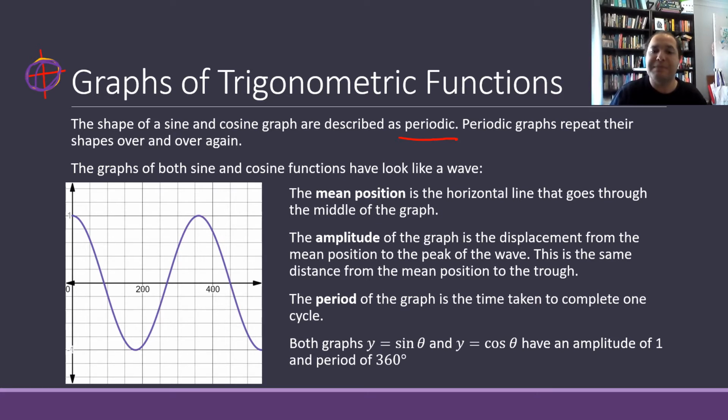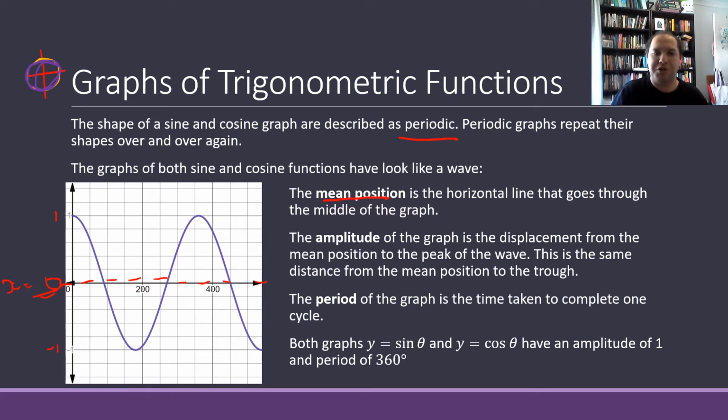Now there are a few key aspects to our graph. The mean position is the horizontal line that goes through the middle of our graph. In this case, our graph goes down to -1 and up to +1. This line through the middle at y equals 0 is what we call our mean position or our average position. It's the average between the top and bottom of our curve, and our wave goes 1 unit either side of that mean position.